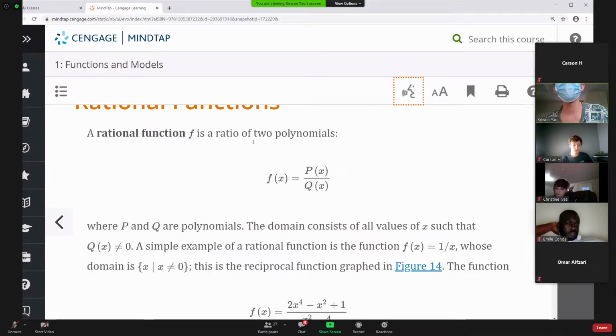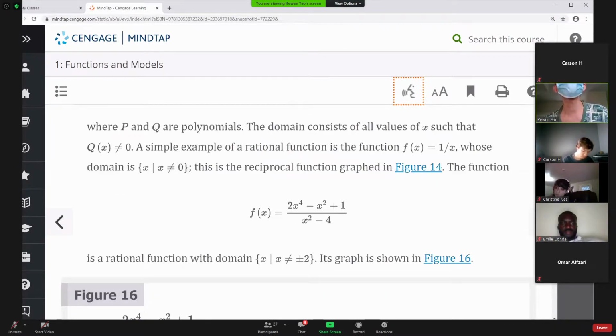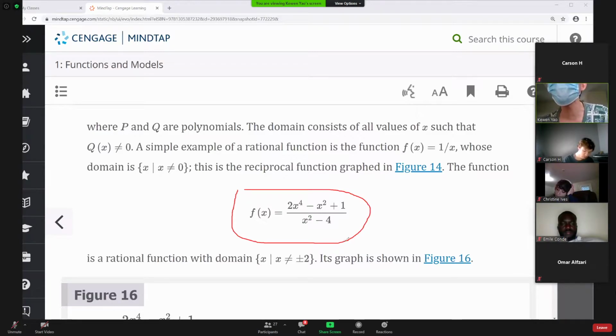Now this is the definition, or this is an example of a rational function, right? Why? Because look at this example. What's the numerator? The numerator is a polynomial of degree 4, because the highest power is 4. The denominator is a polynomial of degree 2, the highest power is 2. So this is a polynomial over another polynomial. So this is called a rational function. There are a lot of examples of rational functions.